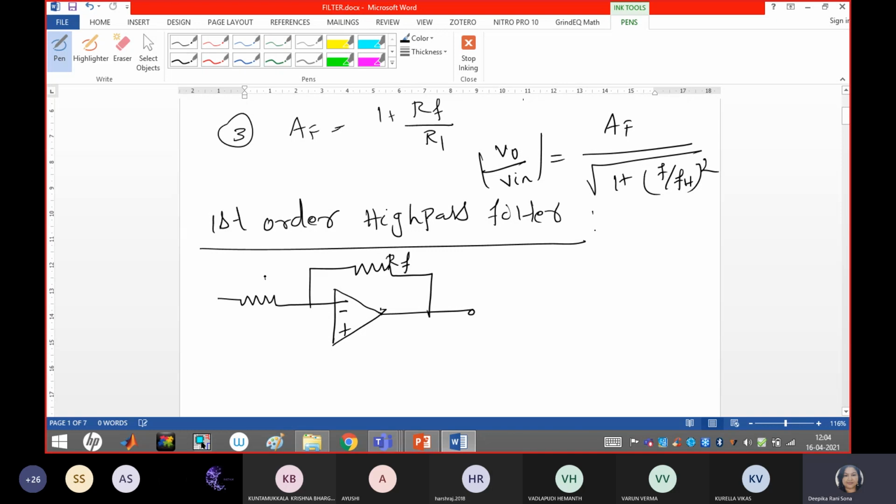So RF as usual, R1 as usual, and it is grounded. Here I have to apply C, then only the R. Now if the circuit arrangement is like this, it is called a first order high pass filter. And what is the frequency response of this?